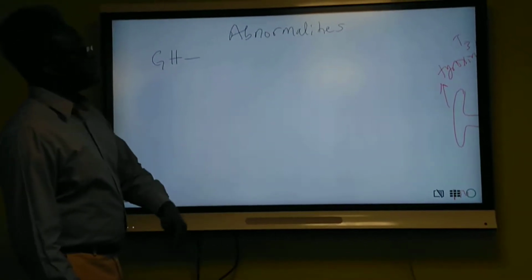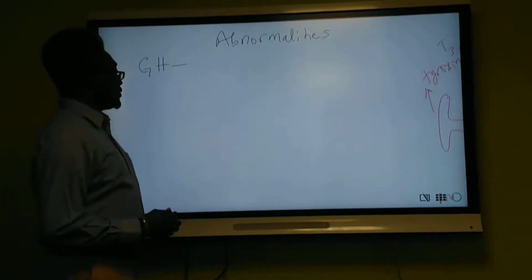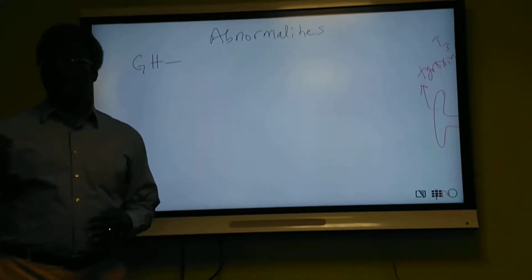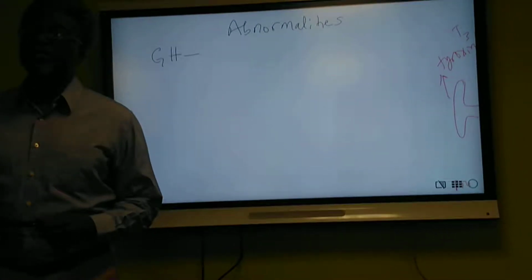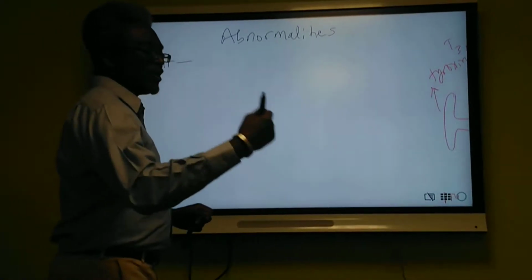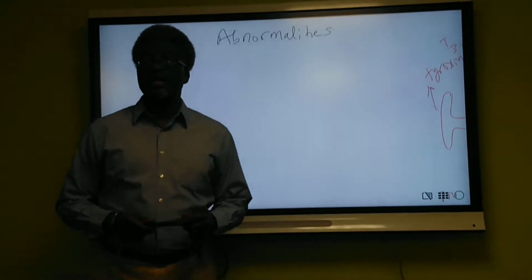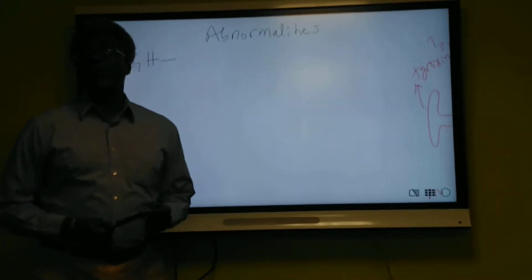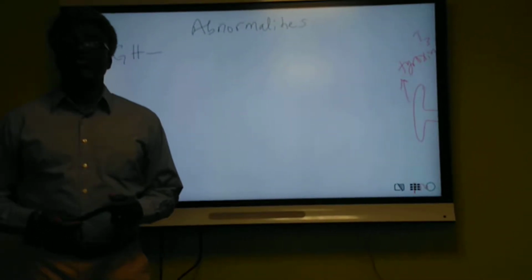To talk about abnormalities in some of the hormones. So we said growth hormone, as the name implies, it facilitates the rate of growth. If a person has too much growth hormone, before they stop growing, they will become a giant, taller than usual. If a person has too little growth hormone, they will be very short. They will be a dwarf.